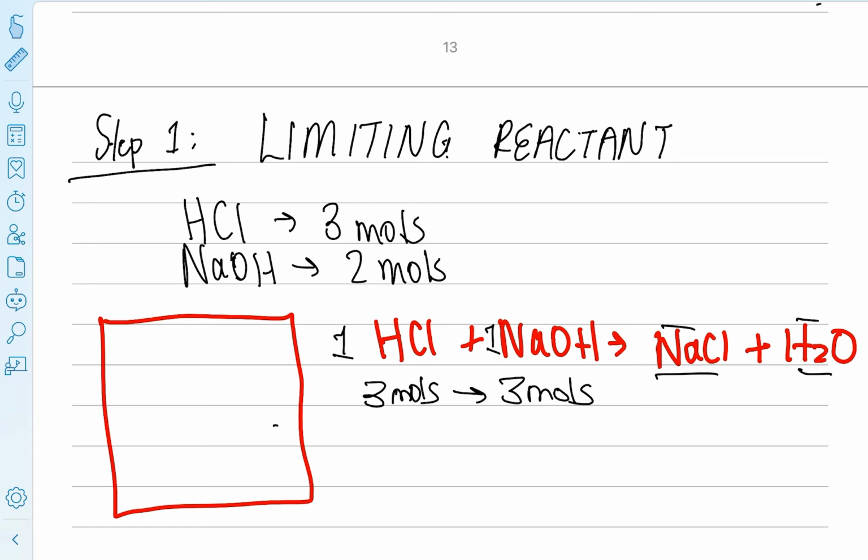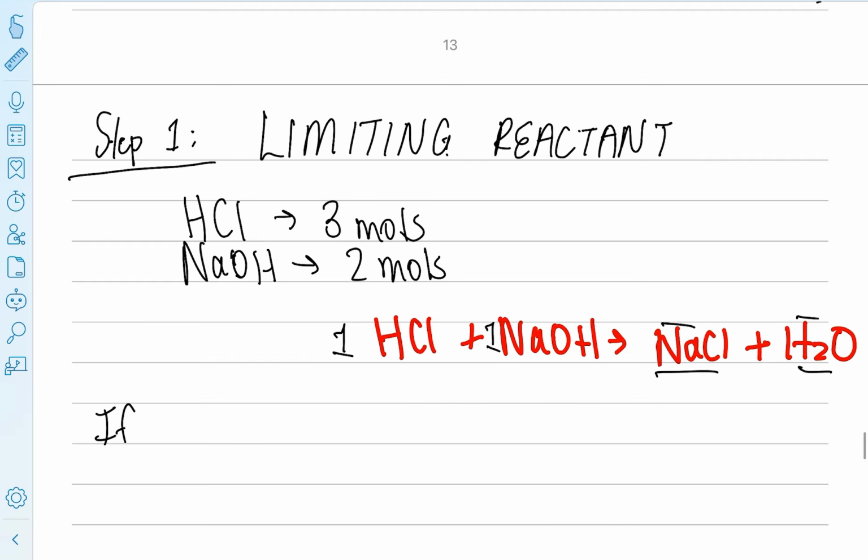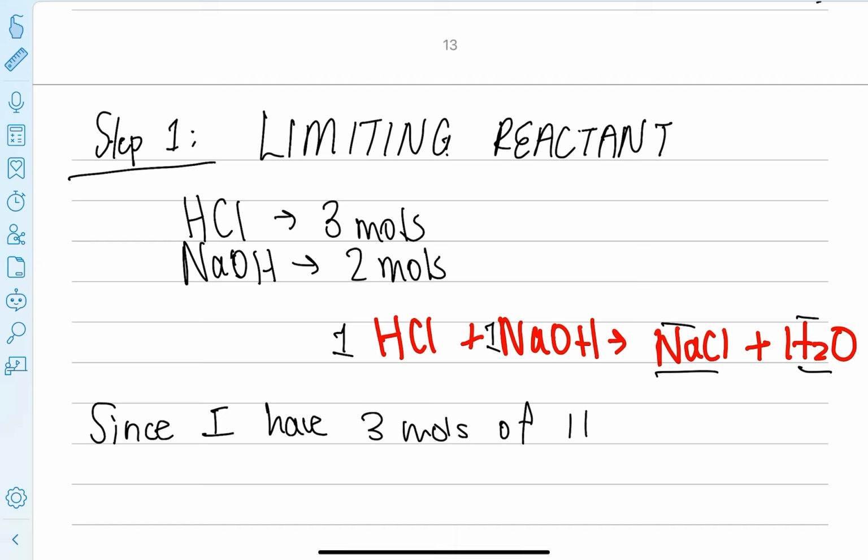It is finished. There is nothing left over. That is an ideal scenario. That is what we'd like. So step 1 is basically you creating an ideal scenario. You can't do pictures, right? So create an ideal scenario where you take one of the reactants and you say, since I have 3 moles of hydrochloric acid, right?